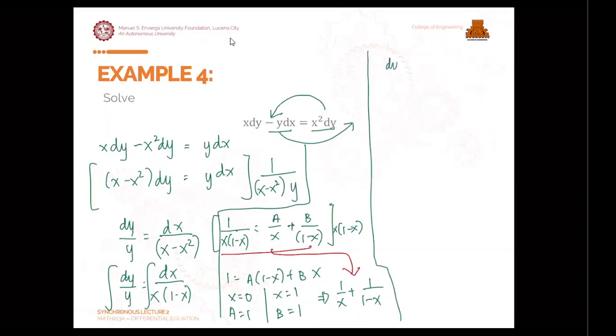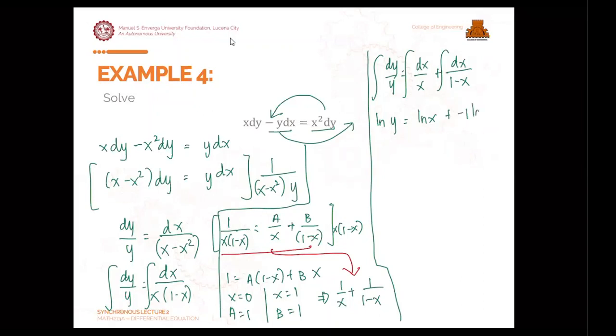Okay? Next, pwede natin ibalik to sa original. So dy over y is equals to dx over x plus dx all over 1 minus x. Okay? And integrate. So we have ln y is equals to ln x plus dito, naka-negative siya. So kailangan negative yung taas mo. So multiply natin ng negative 1.